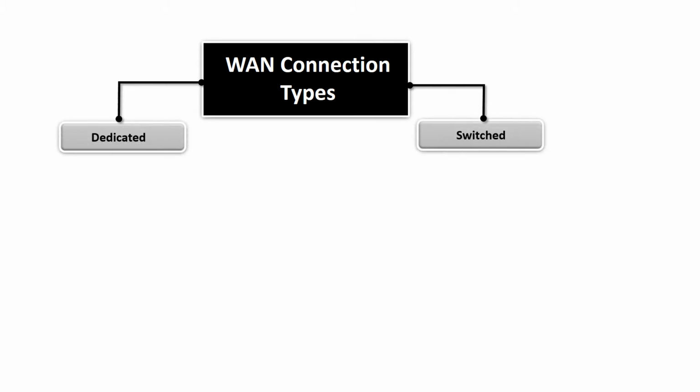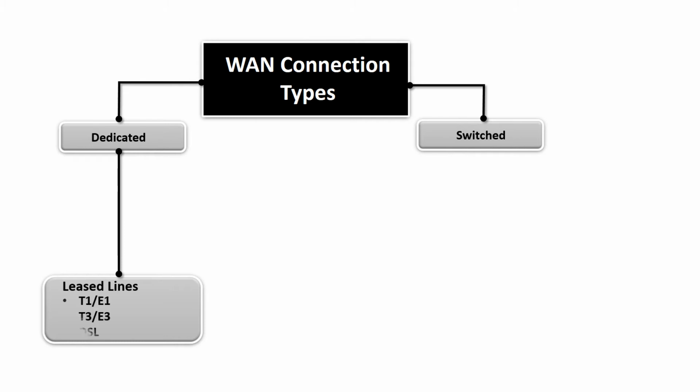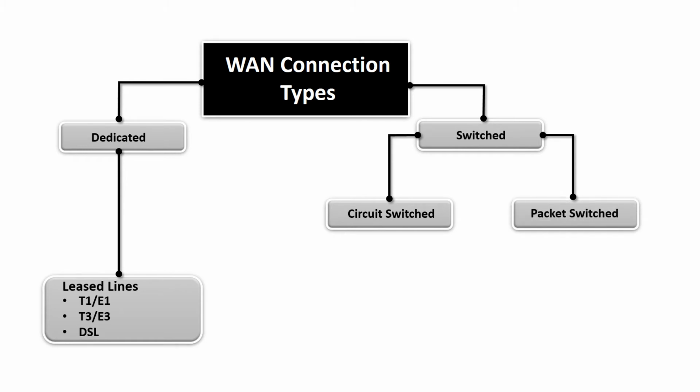This categorization will be shown through a flowchart. There are two main types of WAN connections: dedicated connection and switched connection. Dedicated connection involves a point-to-point lease connection which may be T1/E1, T3/E3 or even DSL connection. Under switched connection, we may have circuit switched or packet switched links.